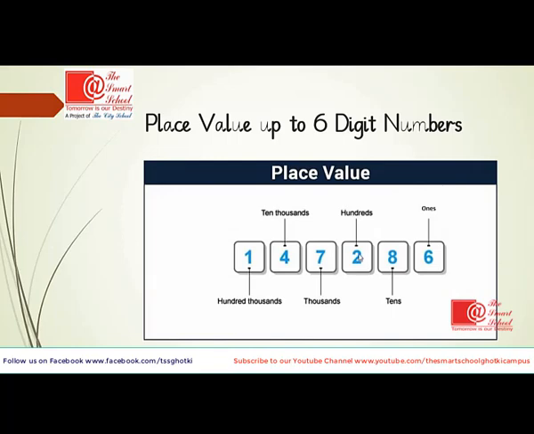Now, place value up to 6-digit numbers. The place value of first digit is ones and place value of second digit is tens. Now, who can tell me the place value of third digit? Exactly, this is hundreds. And the place value of fourth digit is thousands. Place value of fifth digit is 10,000. And the new thing is the sixth digit, and its place value is 100,000.